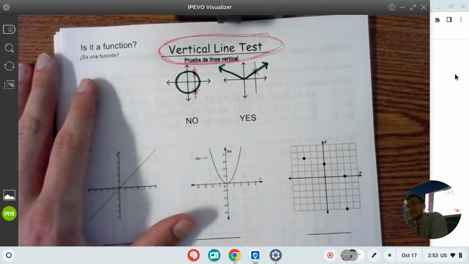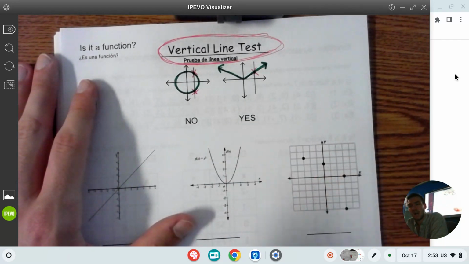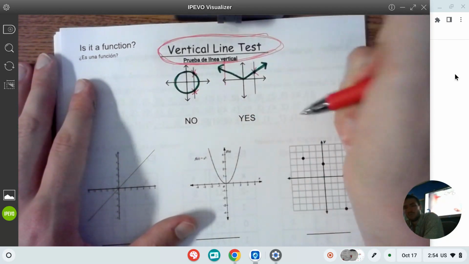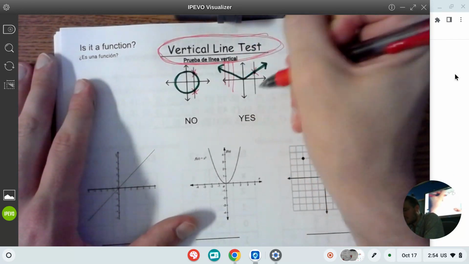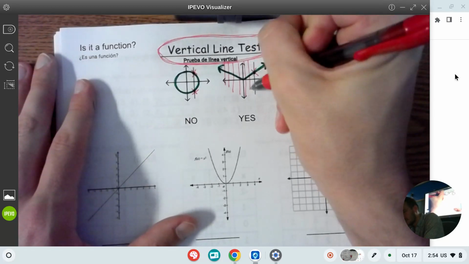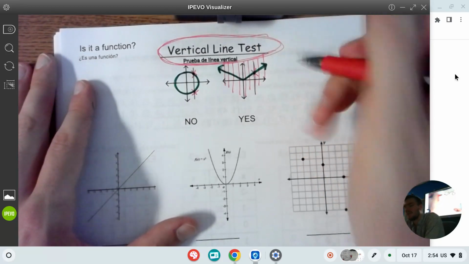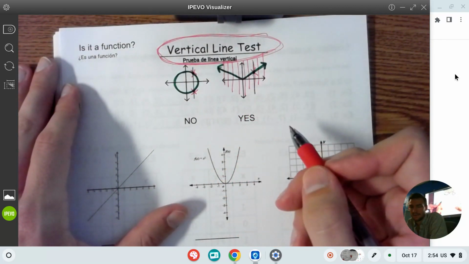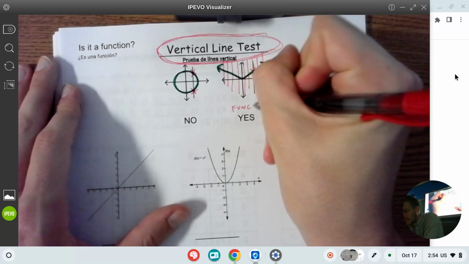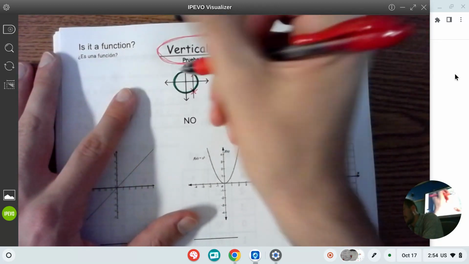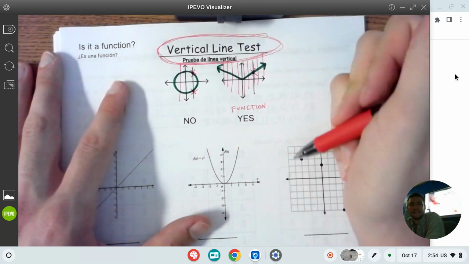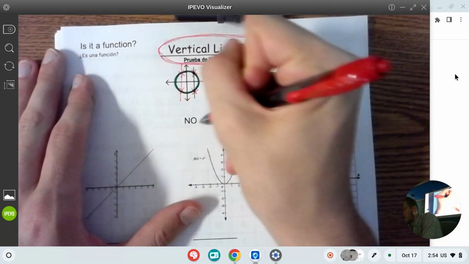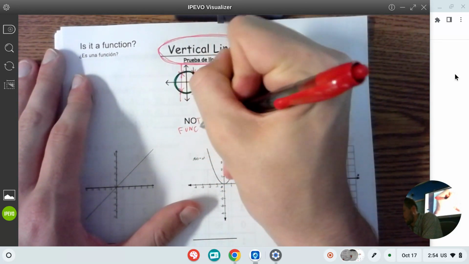And the thing is, you have to check this function everywhere. So a lot of times I like to draw lines like this. 1 touch, 1 touch, 1 touch, and so on. We're good, right? It touches only 1 time the whole way. This would be a function. However, if you have a single place where you get a double touch, that is going to fail, and you are going to be not a function.